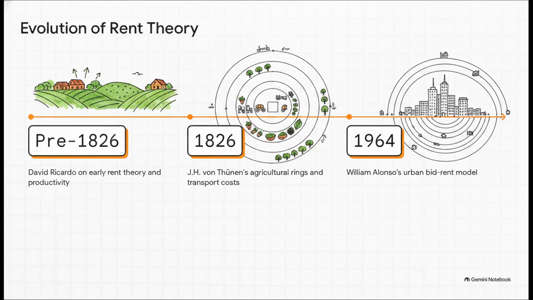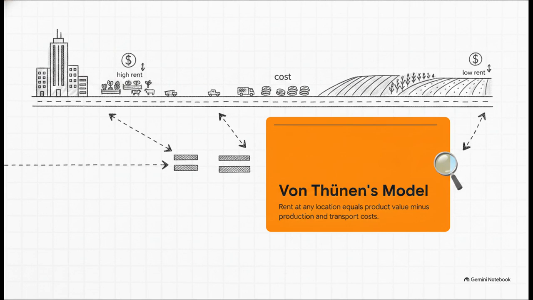Fast forward a bit to 1964, and William Alonso comes along. He takes von Thünen's agricultural rings and brilliantly adapts them to the modern city, which gives us the urban bid-rent theory. Let's look a little closer at von Thünen's basic logic here, because it's literally the engine for everything that follows. His model states a really simple equation. Basically, rent at any location is equal to the value of the product minus production costs minus transport costs. It all just boils down to distance.